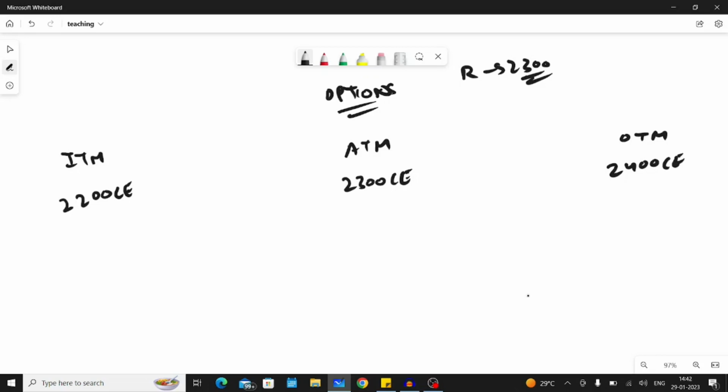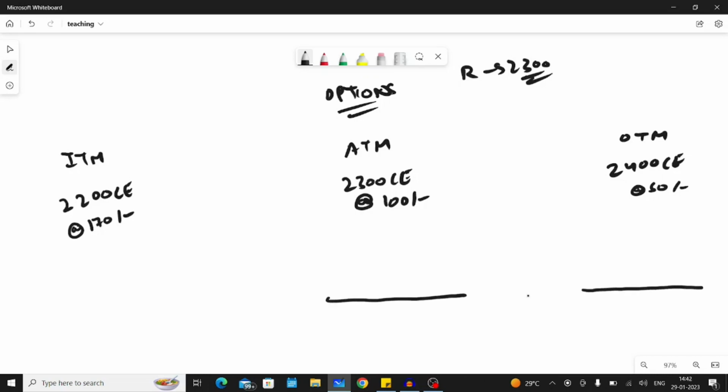So now let's compare these three options. The price of 2300 CE as of today is around 100 rupees, and 2400 CE is around 50 rupees, and 2200 CE is around 170 rupees. Okay. So now let's plot the graph of these three options.